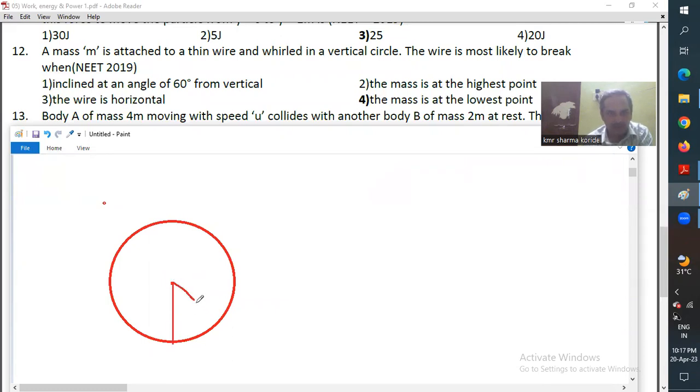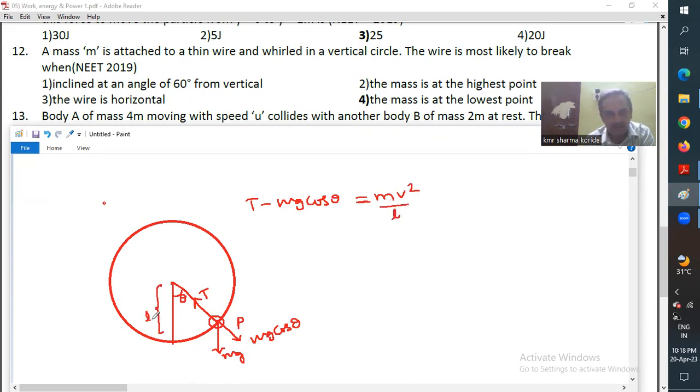When the particle is here, let us first find out the tension at a given point P. When the string makes an angle theta, then tension acts towards the center. Then mg acts vertically downwards. So mg cos theta balances the tension. Now the net force, T minus mg cos theta, is equal to centripetal force. R is the radius and L is the length of the string. So the radius of the circle is equal to the length of the string.